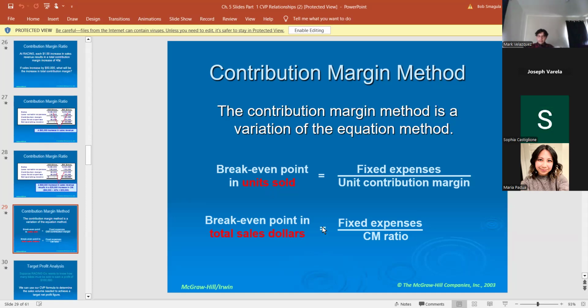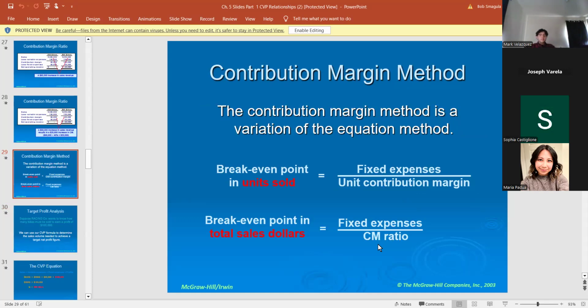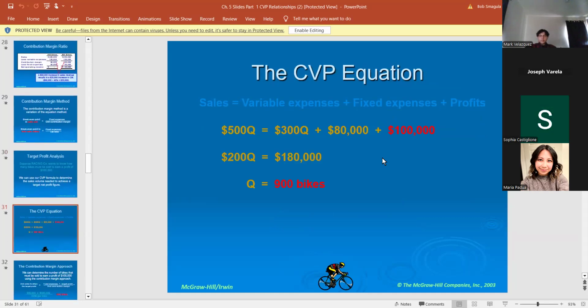Break even in dollars is the same formula. Fixed expenses, except we're expressing the contribution margin as a ratio. So that would be 80,000 divided by 0.4, if I remember correctly. So these are easy formulas to work with. Now, suppose the company does not want to break even. Guess what? It wants to make money. They want to know how many bikes they need to sell to earn a profit of 100,000. We can use our CVP formula to determine this right here.